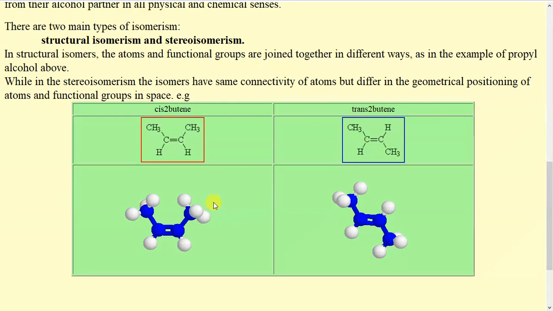Such isomerism, in which different isomers differ in the arrangement of atoms or in the angles of the atoms, although they have the same connectivity, is called stereoisomerism. And this is quite different from structural isomerism, in which the isomers differ in the connectivity of atoms.